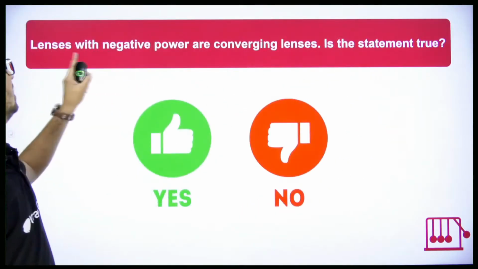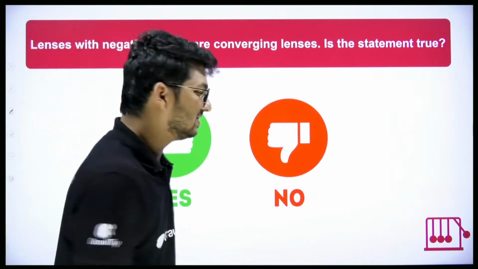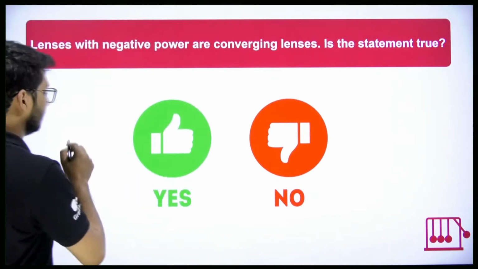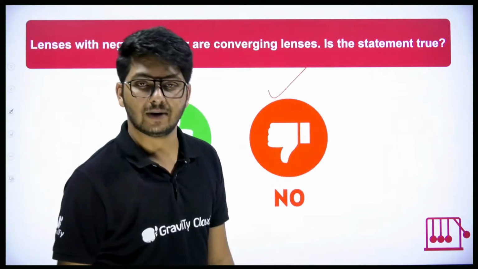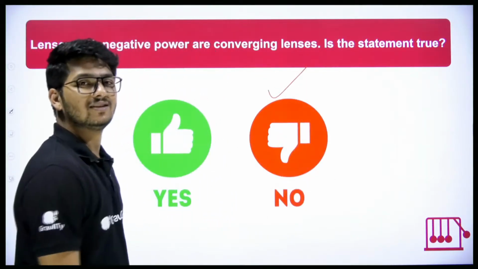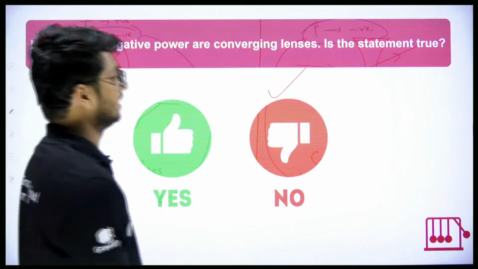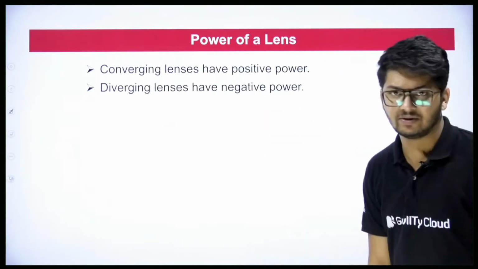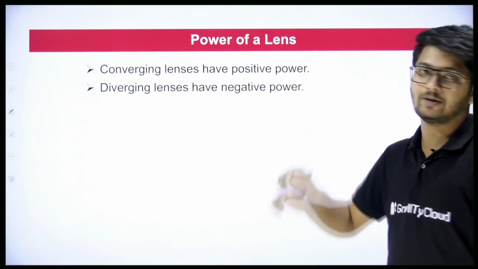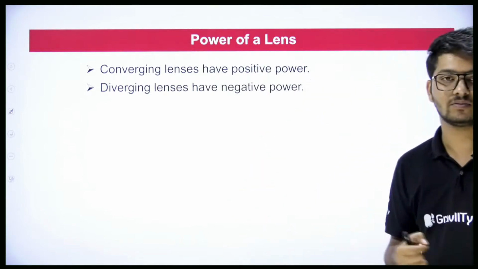So coming back to the question: lenses with negative power are converging lenses. Is the statement true? No, the statement is false. Good. Next. The same point that we have discussed is given here: converging lenses have positive power, diverging lenses have negative power.